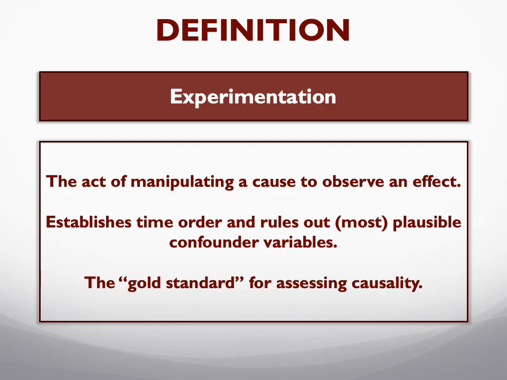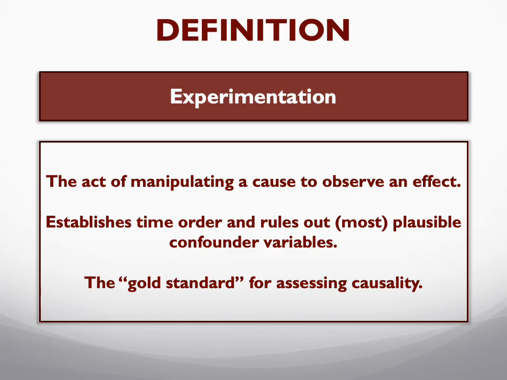And what you'll often hear researchers talking about is that experiments and what are sometimes called randomized controlled trials are the gold standard for assessing causality. So out of all the methods we could be using as researchers, a nice high quality experiment is going to be the best tool that we have to establish causality, with some drawbacks and limitations, which we'll talk about later.